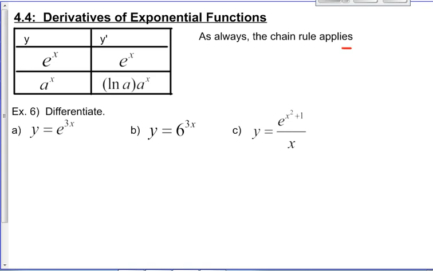As always, the chain rule applies. So from here on in, you really need to be looking for the chain rule all the time. If there's a composite, something with an inner and outer, you need to deal with them both.